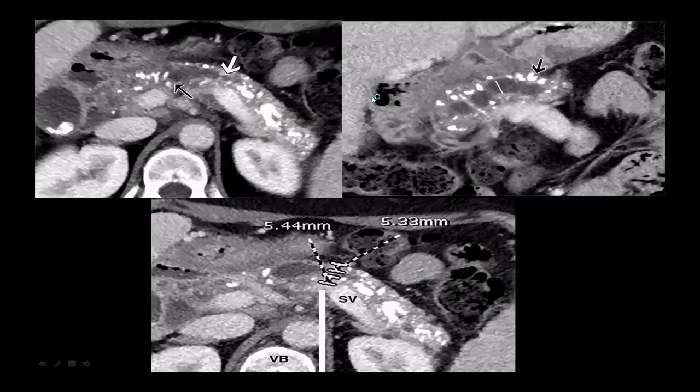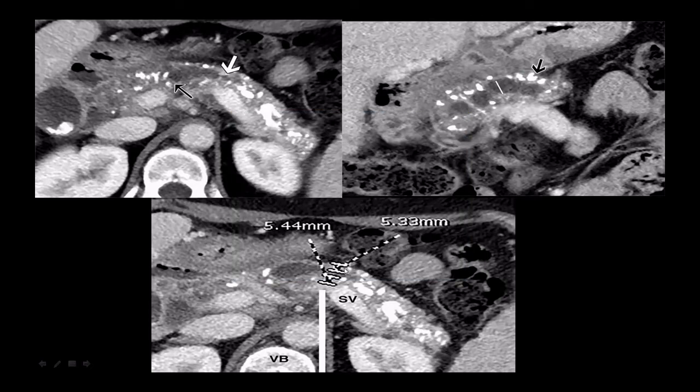So this is a classical case of chronic pancreatitis, and here we can see there are significant calcifications in the pancreatic parenchyma as well as significant ductal dilatation, and we can see stenosis in the neck region of the pancreas. And if we see the coronal reformatted images on this, we can see significant dilatation of the duct and pancreatic parenchymal calcifications.